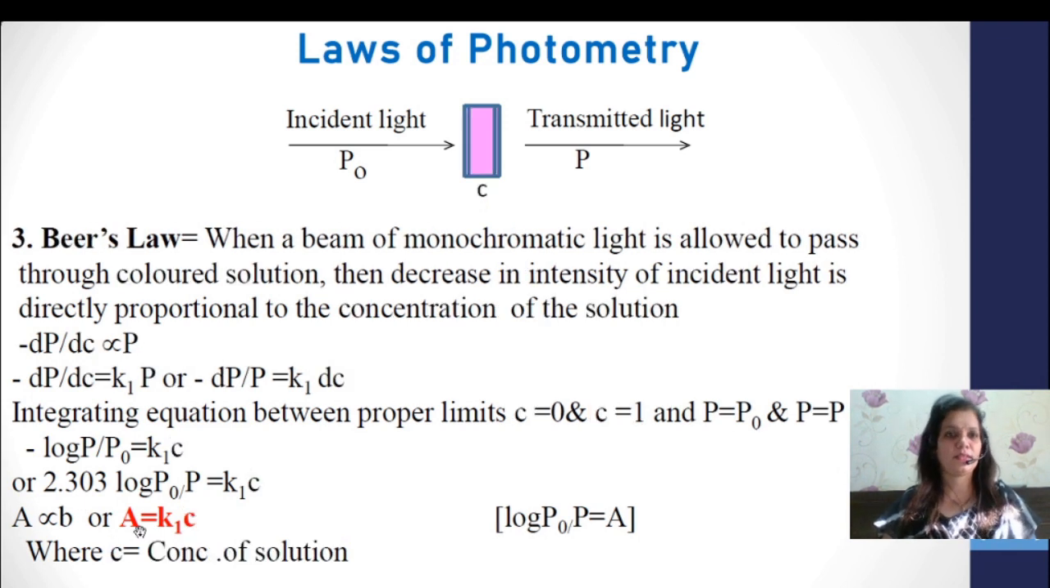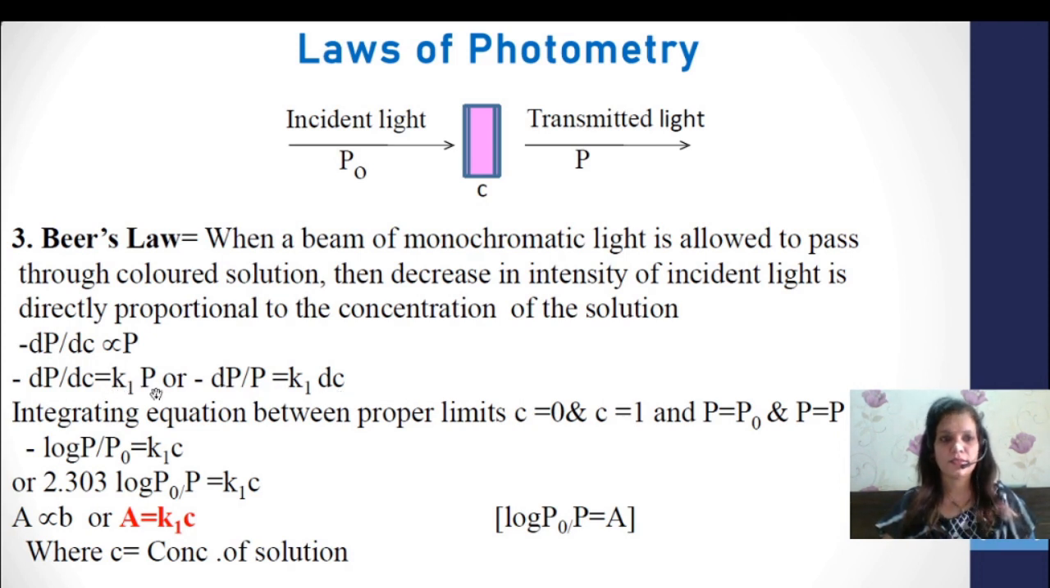Now we'll see Beer's law. What changes here is that we pass the incident monochromatic light through a colored solution. So the statement changes. When a beam of monochromatic light is allowed to pass through a colored solution, the decrease in intensity of the incident light is directly proportional to the concentration of the solution. We write minus dP upon dC, instead of B we have C, directly proportional to P. With the proportionality constant, minus dP upon dC equal to K1P, or minus dP upon P equal to K1 dC.